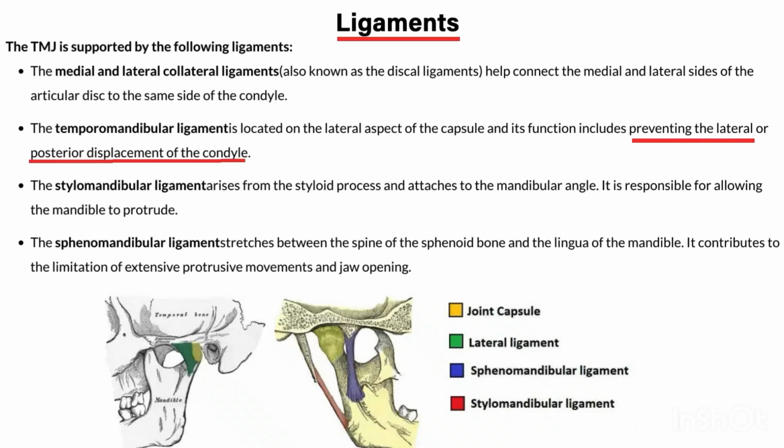And opposite to that is the spinomandibular ligament, which runs from the spine of the sphenoid bone to the lingula of the mandible. Now this one limits the excessive protrusive movement and excessive jaw opening. So the stylomandibular allows the mandible to protrude and the spinomandibular protects it from excessive protrusion.